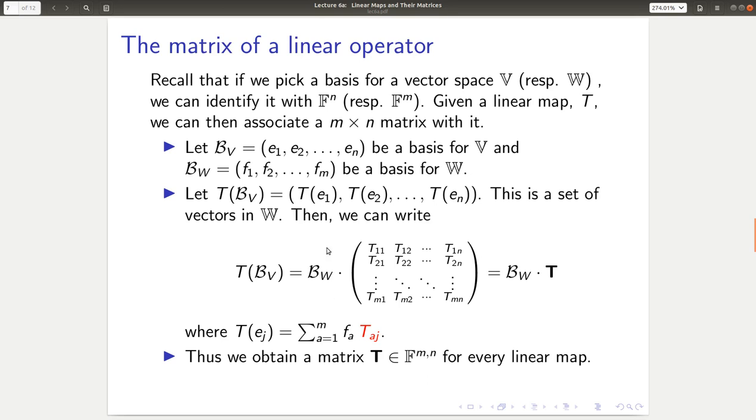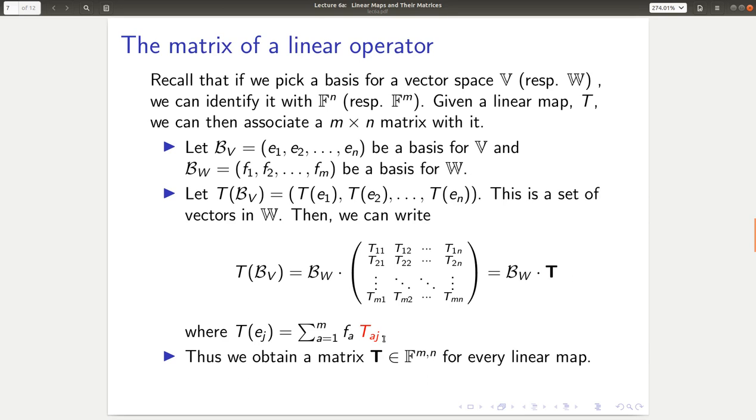We can expand each of these in this basis. So if you look at this, the first column will be T of E1, the second one will be T of E2, of course multiplied by F1, F2, the basis BW is here. So in terms of matrix multiplication, T of E1 gives the first column, T of E2 gives the second column, similarly T of En gives the nth column. So we can combine all these things into this matrix, which we indicate by a boldface T. It's an M by N matrix. It has M rows because M is the dimension of W, and N is the dimension of V. So we get an M by N matrix.